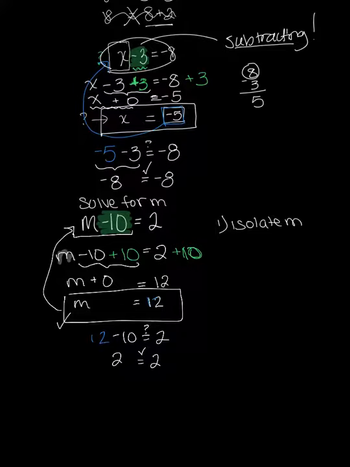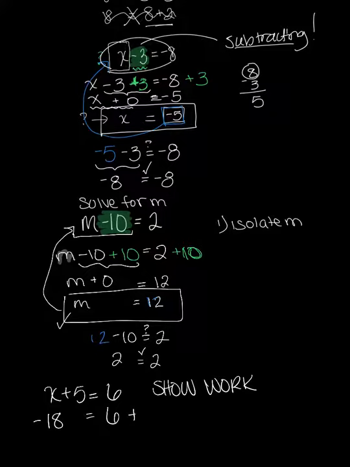All right, I would like you to do, let's look on page 28 of your note-taking guide. It's the back side of this. I'd like you to do x plus 5 equals 6 and show your work. And then I'd also like you to do negative 18 equals 6 plus w. Those are problems B and D. Pause me, and then let's check your work when you're done.